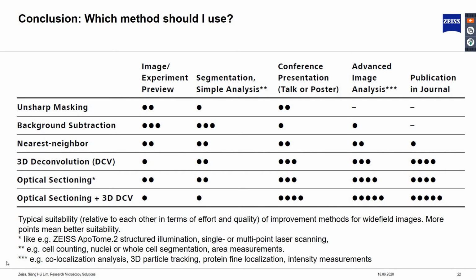On the other hand, methods such as deconvolution and optical sectioning like ApoTome and laser scanning confocal are able to produce high-quality images, and therefore, they are suitable for use in conference presentations, in advanced image analysis, for example, colocalization studies or intensity-based measurements, and more importantly, for publication in journals. This is because ApoTome and confocal microscopes use an advanced optical setup to allow acquisition of sharp images from a single plane and of the entire 3D volume.